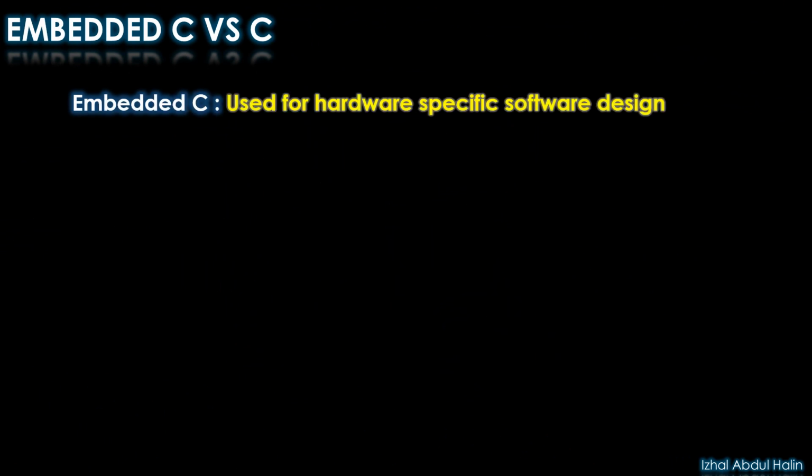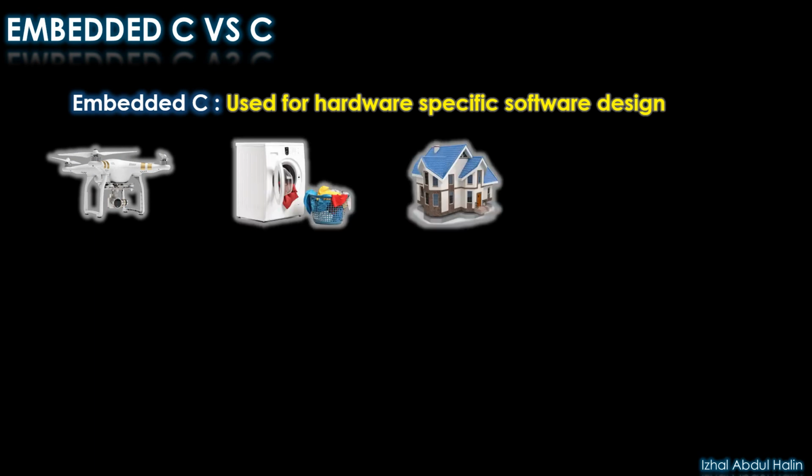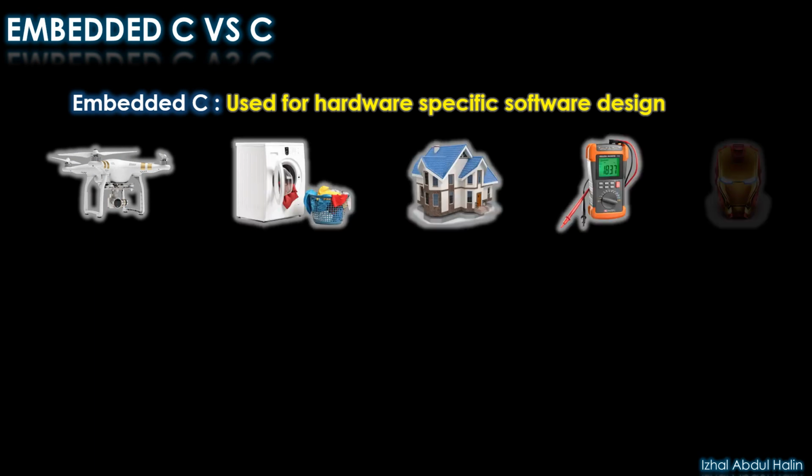Embedded C is a high-level programming language used to design software for embedded systems. It's called embedded C because the software is embedded in a microcontroller that is also embedded in a system of devices that it controls. Examples of where you will find embedded C are in drones, washing machines, home security systems, digital multimeters, or even in the Iron Man suit. As you know, the Iron Man suit is controlled by a software named Jarvis. I think Jarvis was designed using embedded C.